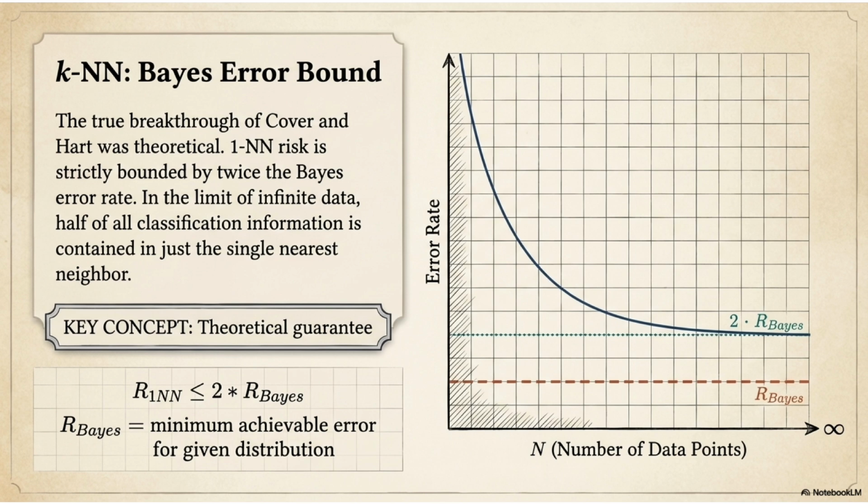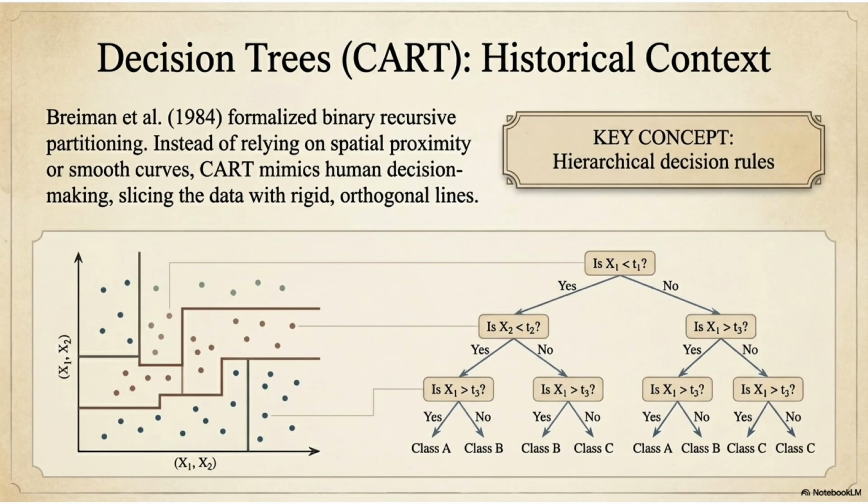The neat part: even a simple one-neighbor classifier has a solid guarantee. Cover and Hart showed it can't be worse than twice the Bayes error with infinite data. A proof that simple can be strong.